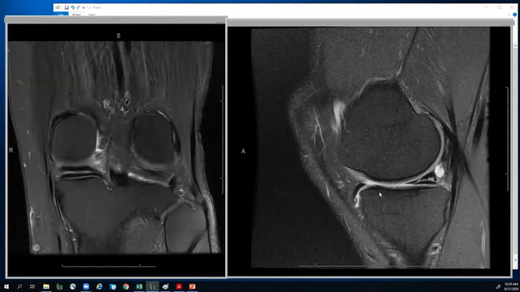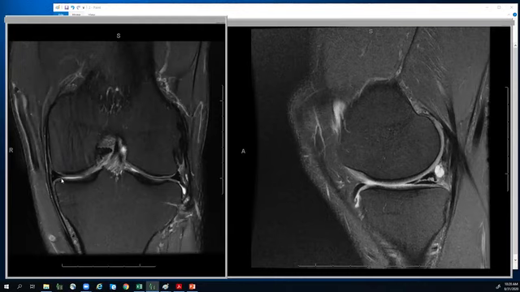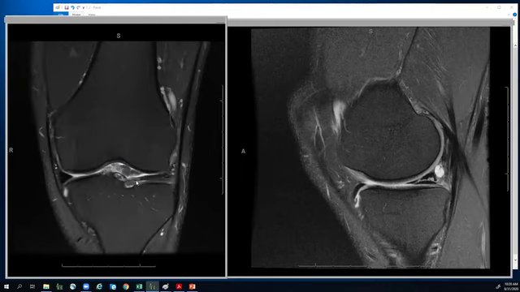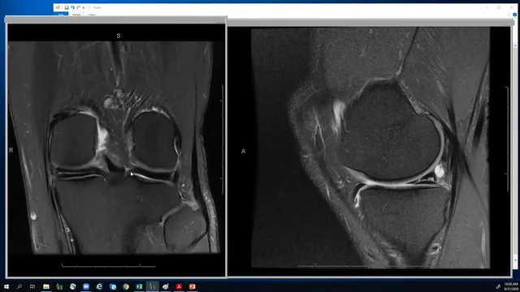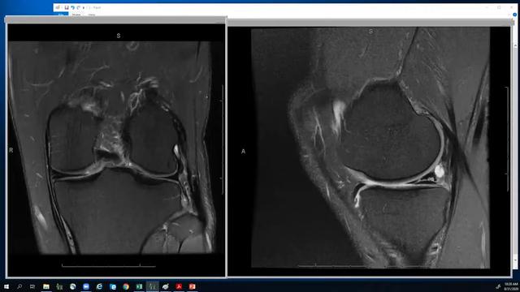Yeah, so this is a good diagnosis for the horizontal tear with the parameniscal cyst. Here's the body of the medial meniscus in the coronal plane, and here's our anterior horn of the medial meniscus. Similarly, the anterior root attachment, lateral meniscus, anterior horn, body, posterior horn, posterior root attachment, and meniscofemoral ligament right here. So that's just a brief review of the anatomy.